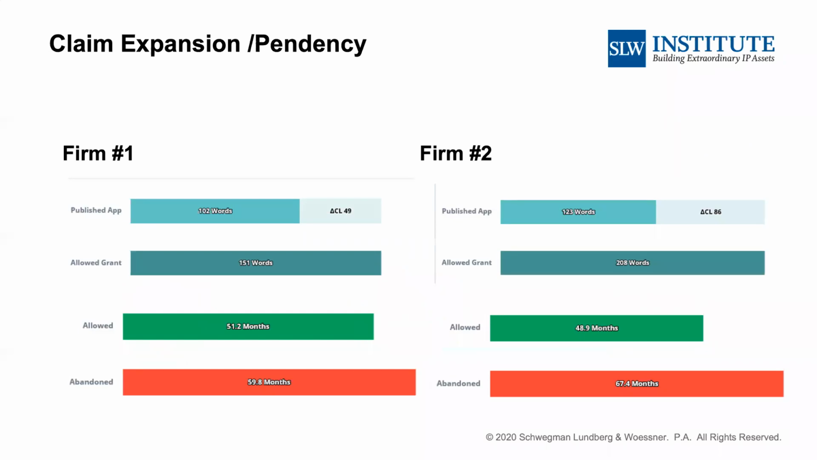When we compare claim expansion and pendency here, firm 1 and firm 2, firm 1 writes shorter patents, and their allowed grants are actually shorter in words. So these are total words here. I also like to use the metric of unique words as we're looking qualitatively at claim writing. And Mark, these are lengths of claims, right? Yeah, this is the length of the primary first independent claim.